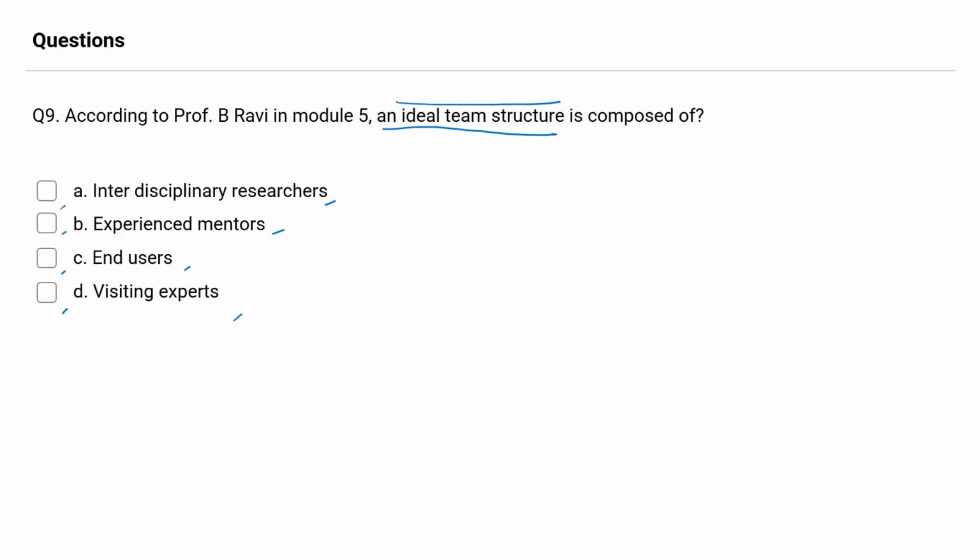Ideal team structure. So if you are planning to start, initiate, or begin a startup, you will need to have a team. So that team should comprise what all members. These are different types of members they are suggesting: interdisciplinary researchers, experienced mentors, end users, and visiting experts. You need to tell what could be the composition of that team structure. And these are the different members. Ideal team structure.